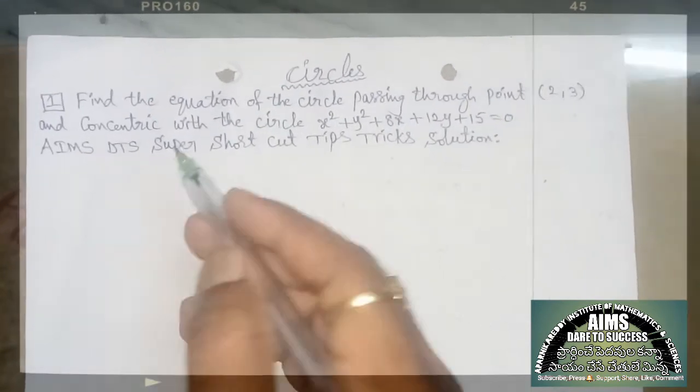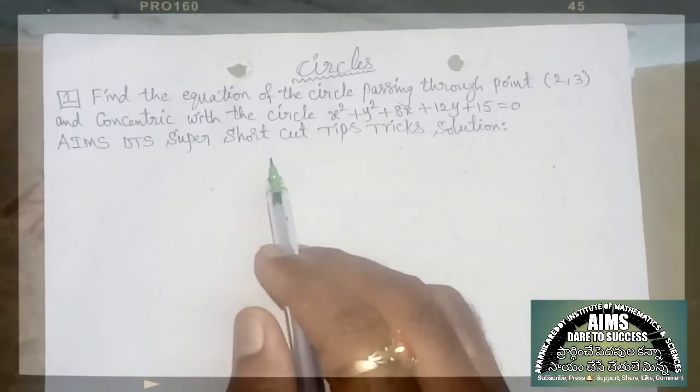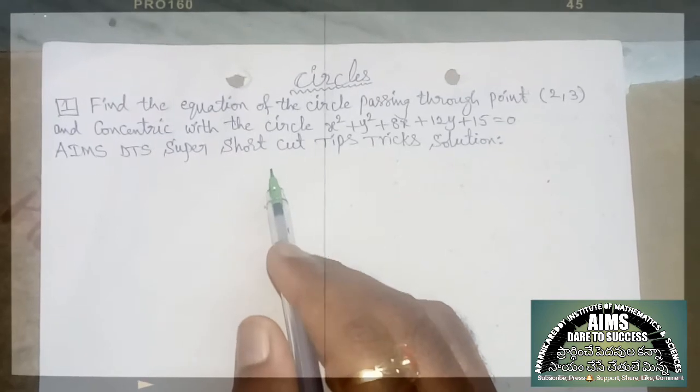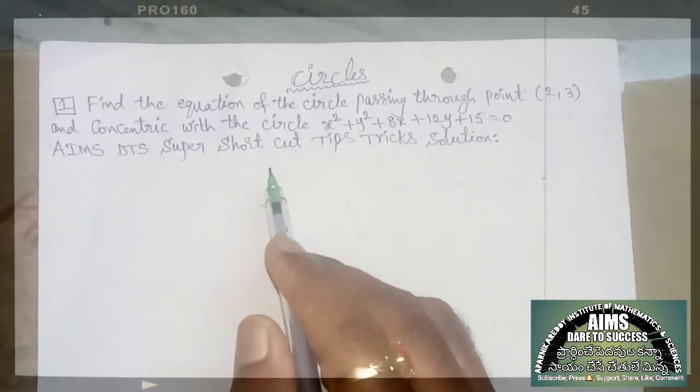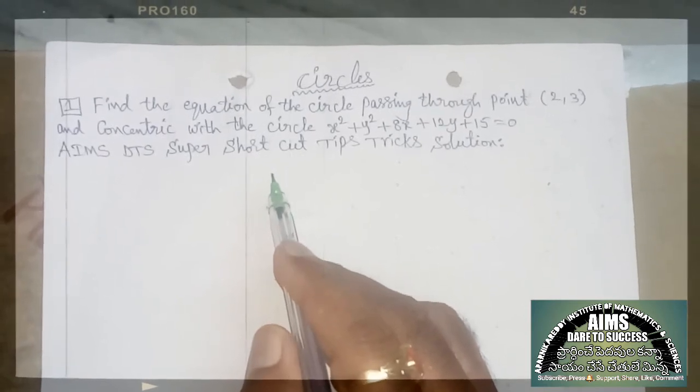Today I wanted to discuss with you the circles chapter. These types of questions will also be helpful in all competitive exams and all board exams like CBSE, ICSE, and all state board exams.